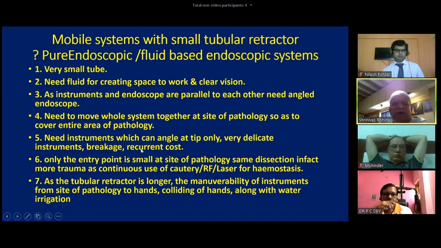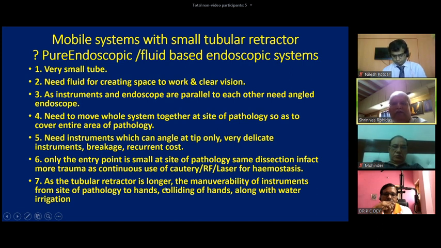They need instruments which can angle at the tip only. That's why the instruments are very delicate. Breakage and recurrent cost is there. Only the entry point is small. At the site of the pathology, same amount of dissection, in fact more trauma, as continuous use of the cautery and RF is there for the hemostasis, because they have to do the hemostasis, they have to use the water to keep the operative area clean.